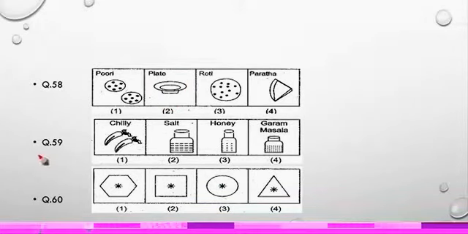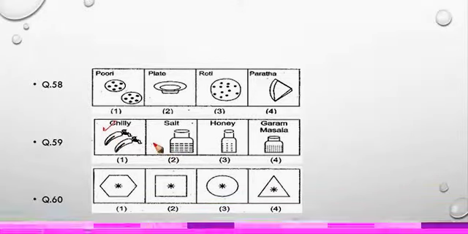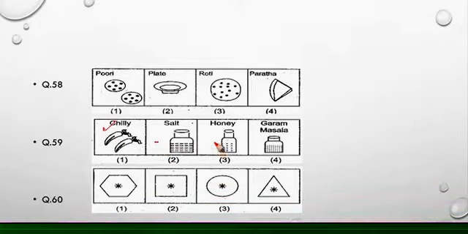In question number 59, there are 4 options given. In the first option, there's a picture of chili. In the second option, there's a picture of salt. In the third option, there's a picture of honey. And in the fourth option, there's a picture of garam masala.